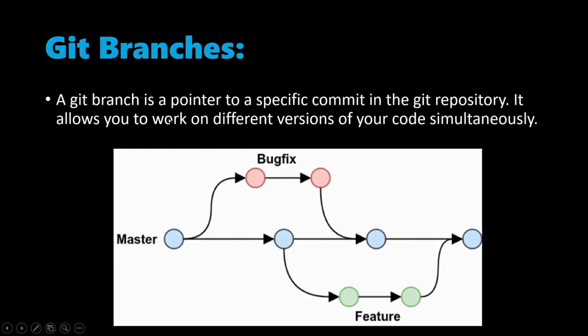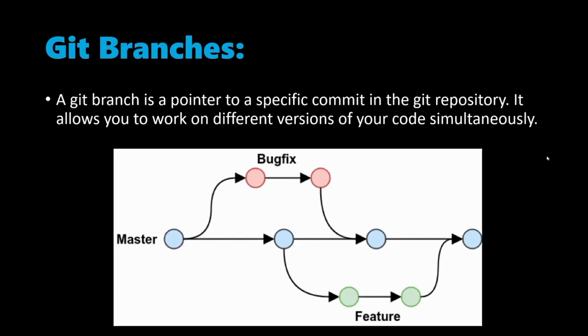When we make a commit to our GitHub or Git repository, it asks whether you want to make changes to the main branch or to some other branch. If you want to make changes to the main branch, there's an option and we just proceed with those steps. If we want to make changes to some other branch, then we have to rename it or find the branch that we want to change. So it allows you to work on different versions of the code simultaneously.